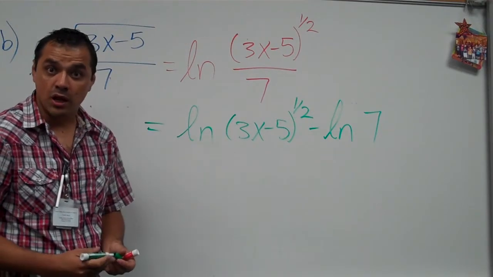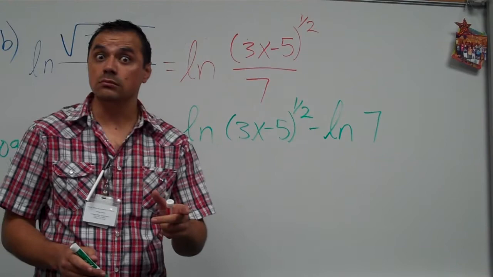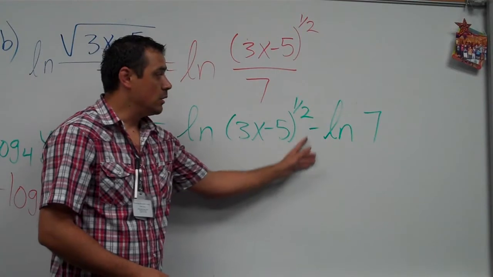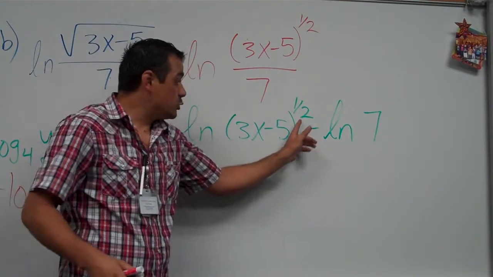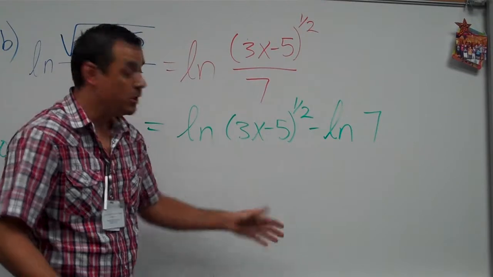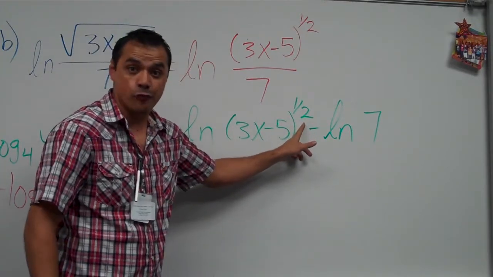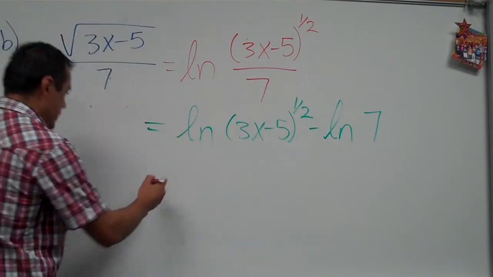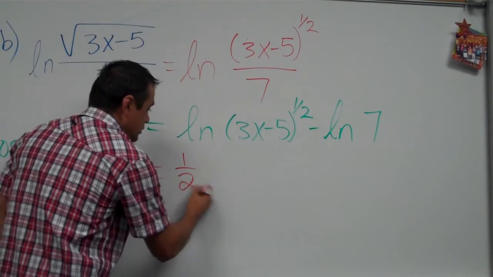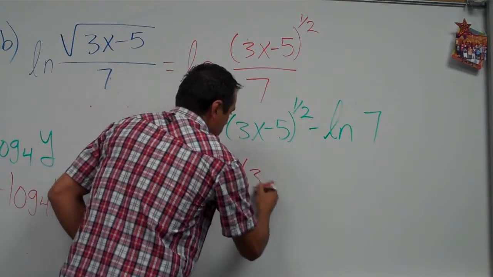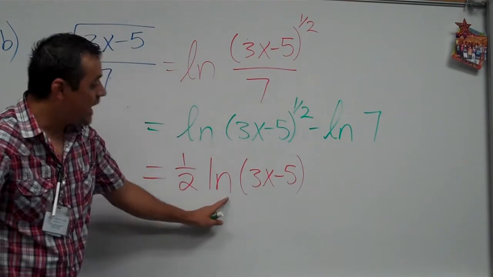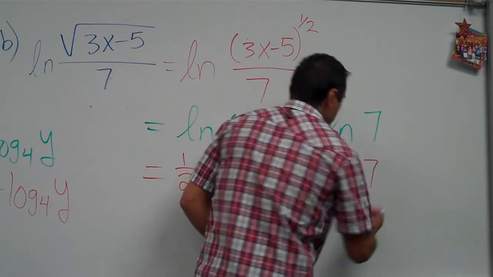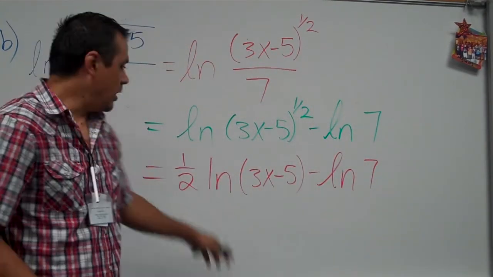Now, are we done? Think about it for a few seconds. The answer is no, you're right. We are not done. Why? Because Mr. Exponent over here again, what do we got to do with this guy? We just did it in the previous problem. You got to take this guy right here, Mr. 1/2 over here, and put him in the front. So, he doesn't like heights. That's why he's afraid of heights. Whatever. So here we go. We put him in the front, and guess what? Now we have 1/2 times the natural log of the expression 3x minus 5 minus the natural log of 7. And that, my friends, is how we do this.